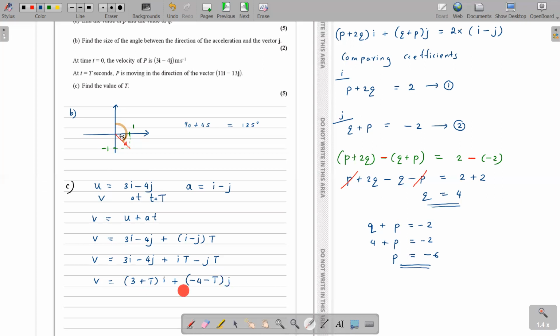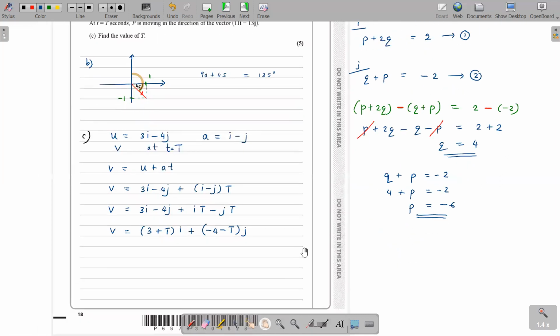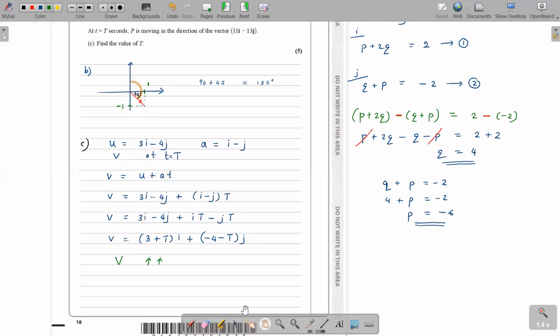I separated my i coefficients and j coefficients. Now, what do we know about the final velocity? They say the final velocity is in this particular direction, which means it's parallel to this direction. Do you remember how we work with parallel vectors in M1? Basically, they say your final velocity is in the same direction, or parallel to 11i minus 13j.